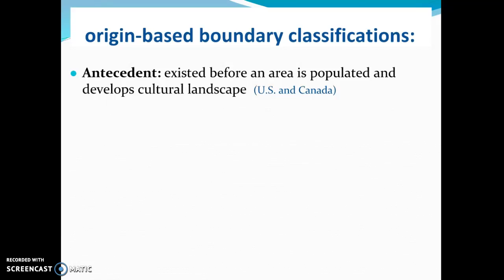Antecedent boundaries are ones that exist before an area is populated. A really good example of this would be between the US and Canada. The US and Canada decide where that boundary is going to be. They draw the line, and then later settlers actually move in and develop cultural landscapes that differ from one another depending on which side of the boundary they settle on.